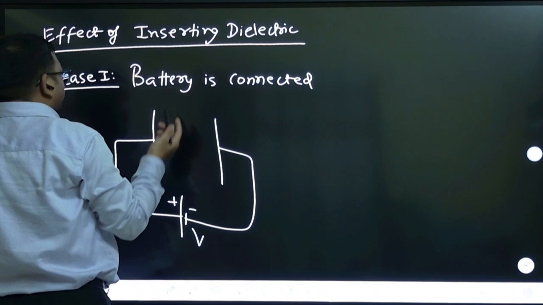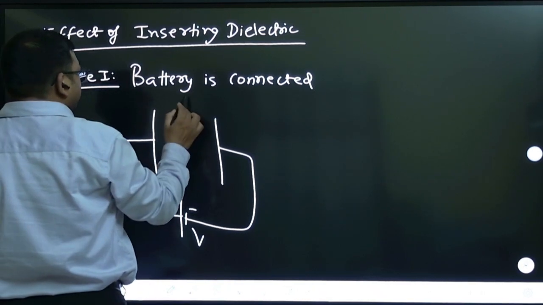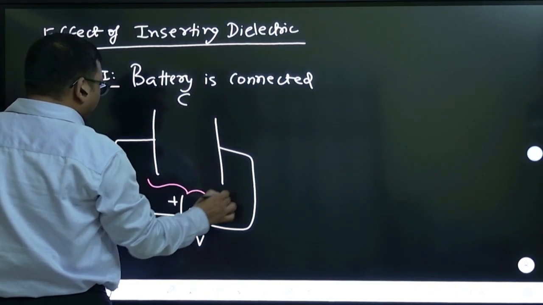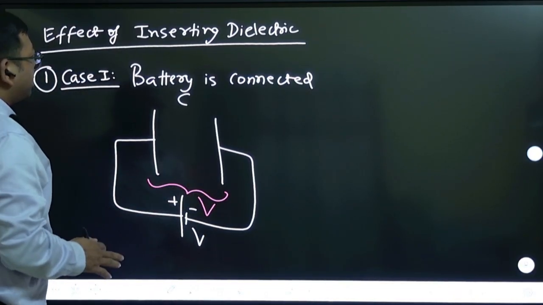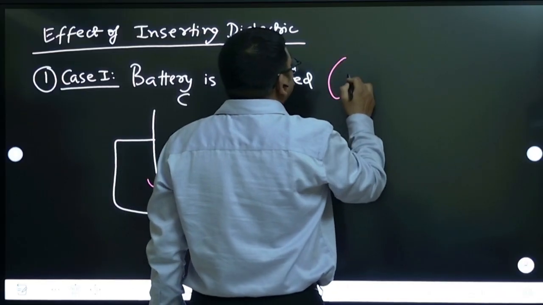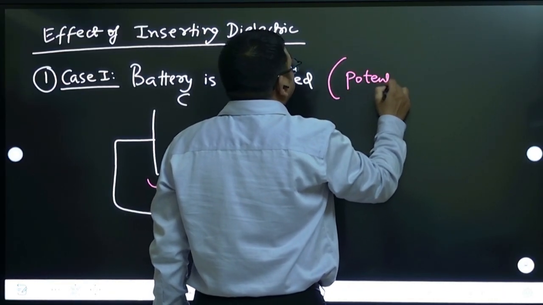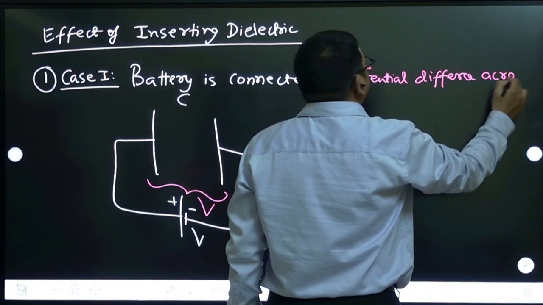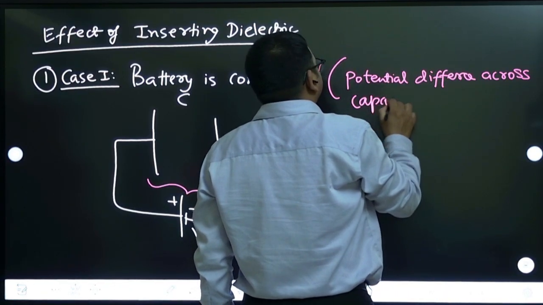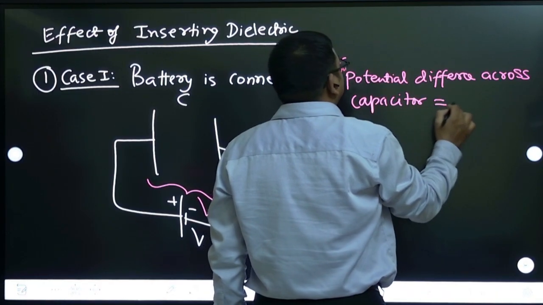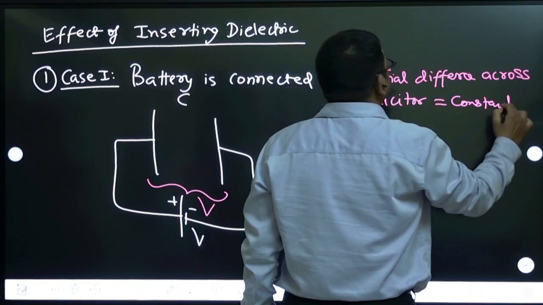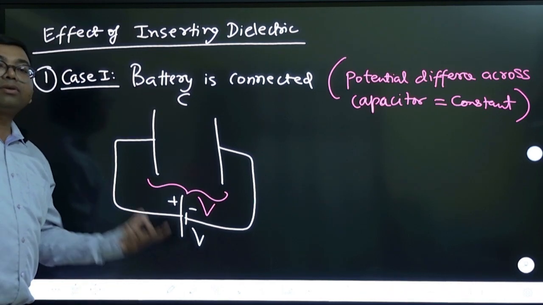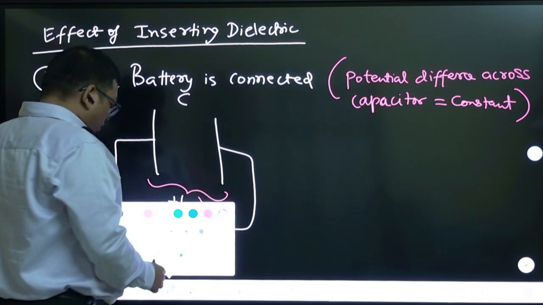So it will have some charge, right? Capacitance is C. But note that battery is connected means the potential across this cannot change. Potential across this will be constant. Battery is connected means potential difference across the capacitor is equal to constant, because the battery supplies a constant potential. So the potential difference across the capacitor will not change.